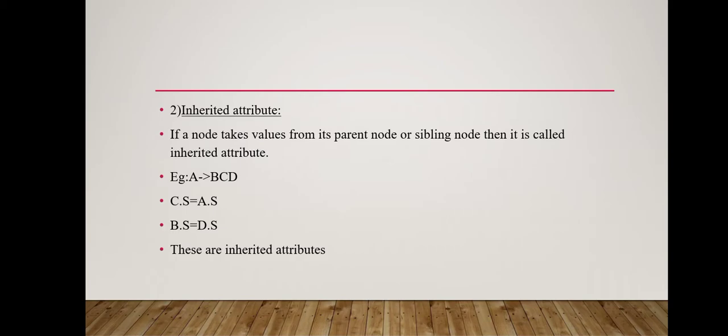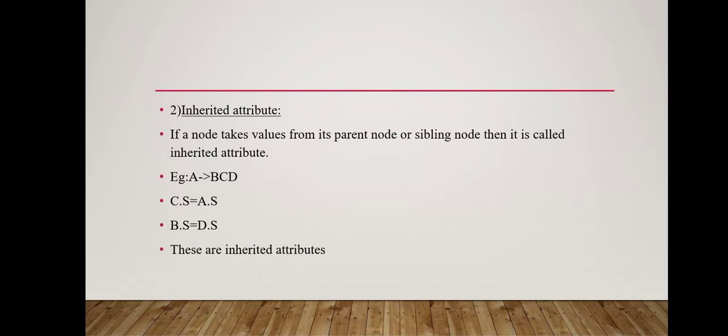Here is an example. The production rule is given. A implies BCD. Here A is a parent node and BCD are siblings. And its corresponding semantic rules are C dot S is equal to A dot S and B dot S is equal to D dot S.